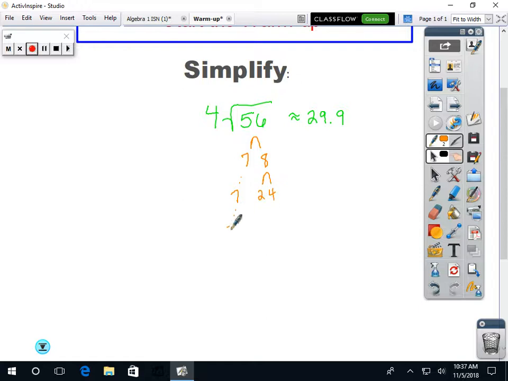okay, continue bringing down the prime numbers. And then 4 breaks down into 2 and 2. Now what do we do? Right.